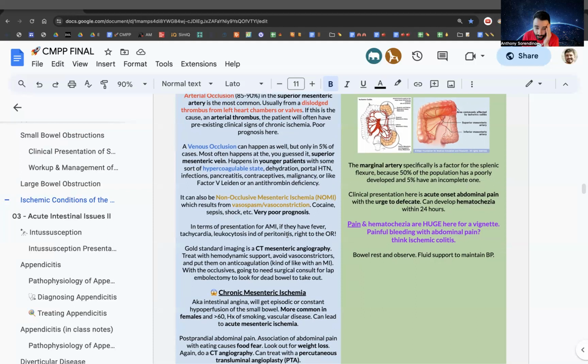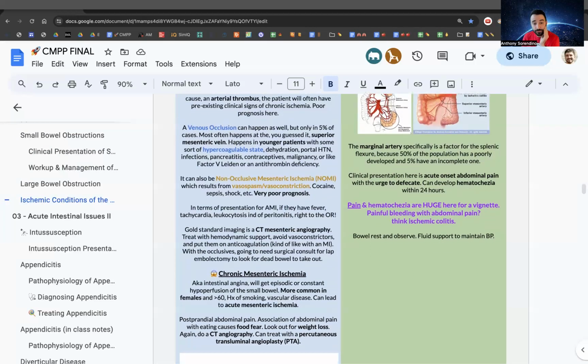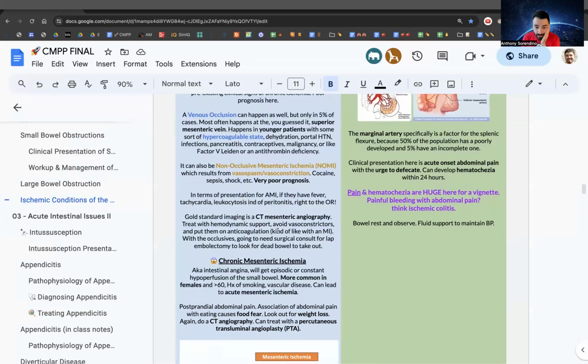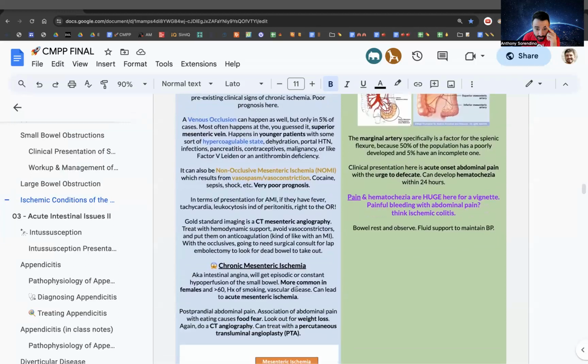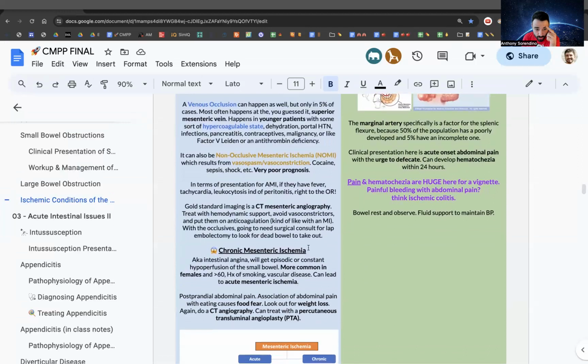So you can look out for fever, tachycardia, leukocytosis, peritonitis. If you see any of that, you want to send them right to the OR, actually. Gold standard for imaging here is a CT mesenteric angiography. So we want to look for this occlusion. We want to avoid vasoconstrictors. We want to put them on anticoagulation.